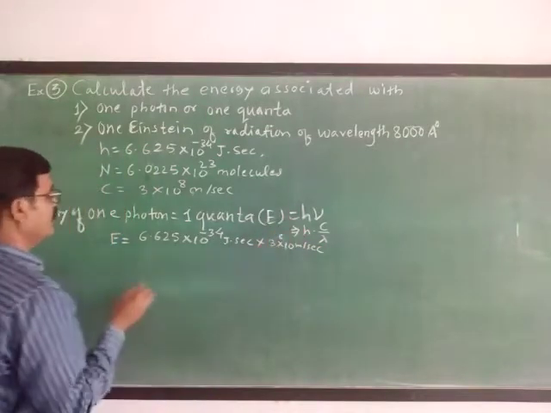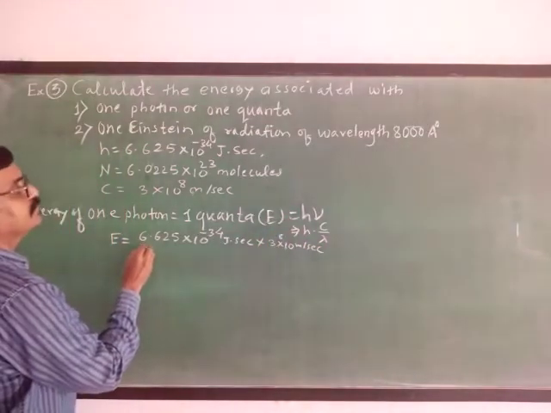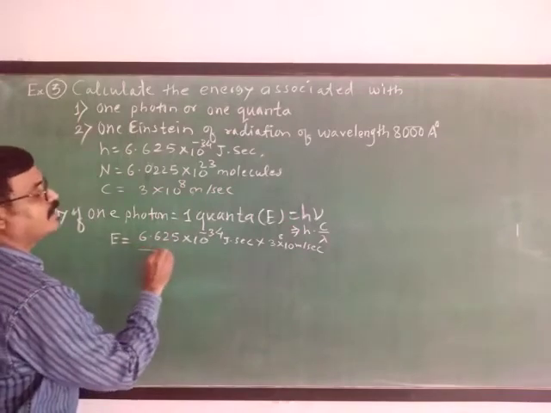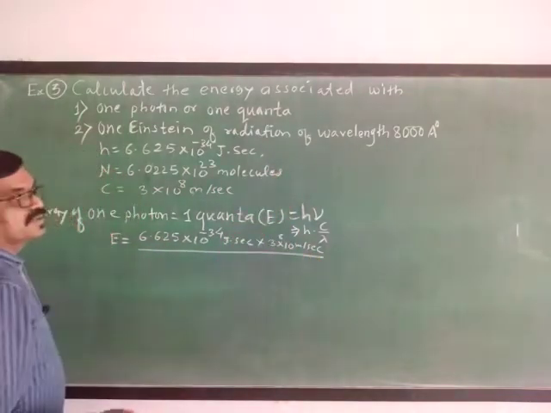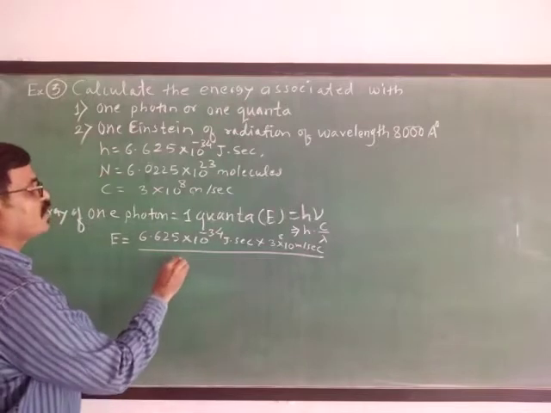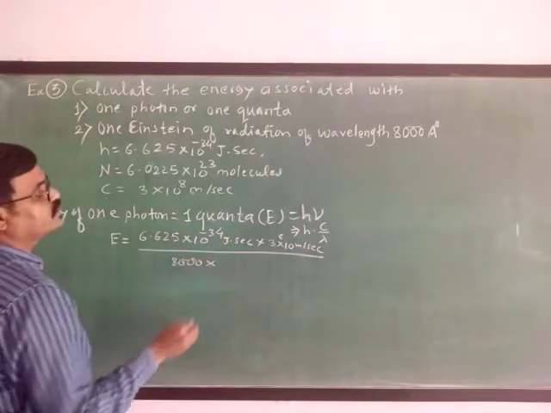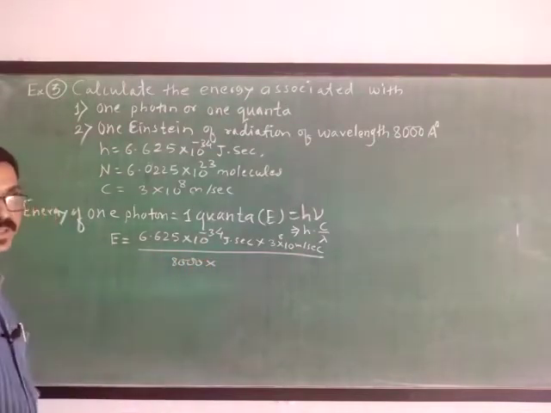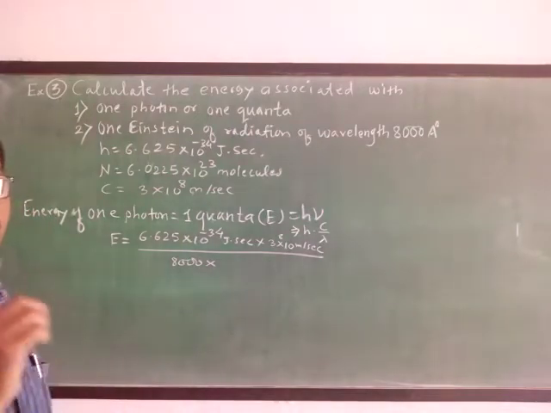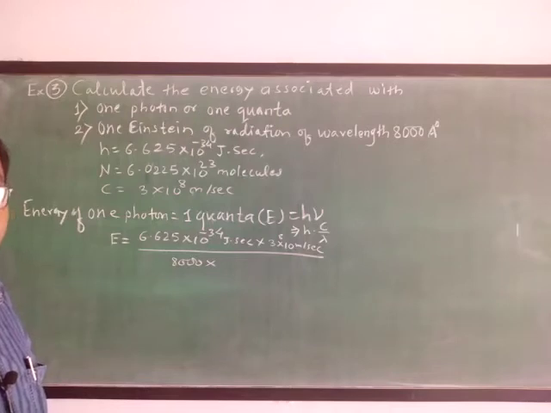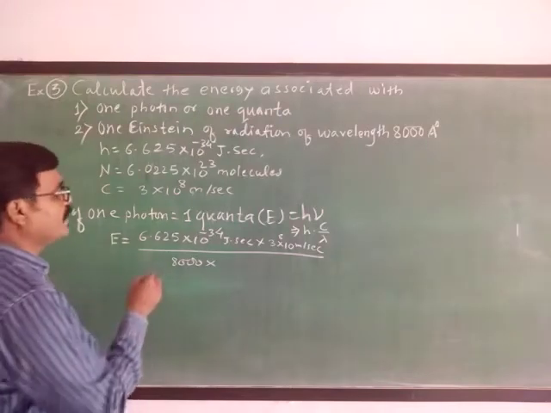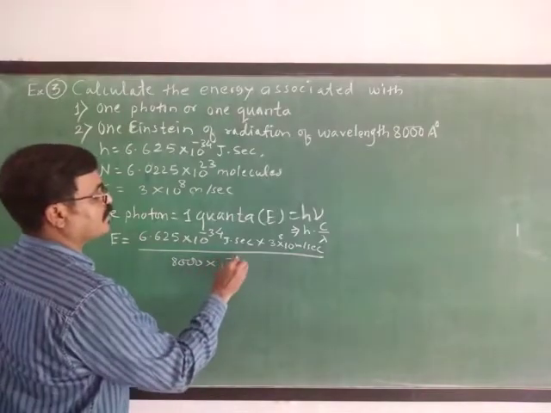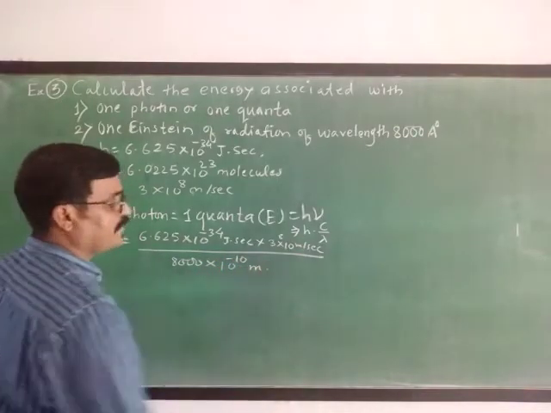Now after this, lambda is given in angstrom. That's why 8000 angstrom will be converted into MKS, that is, into meter. That's why we must know 1 angstrom is equal to 10 raised to power minus 8 centimeter, that is equal to 10 raised to power minus 10 meter. That's why 8000 into 10 raised to power minus 10 meter.